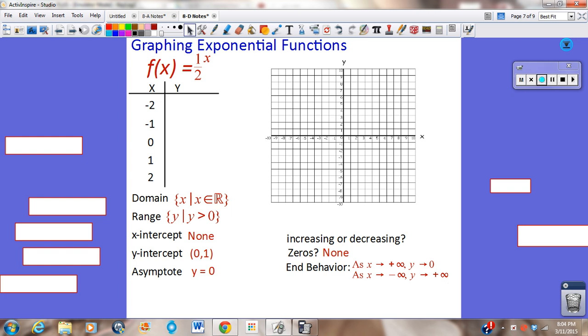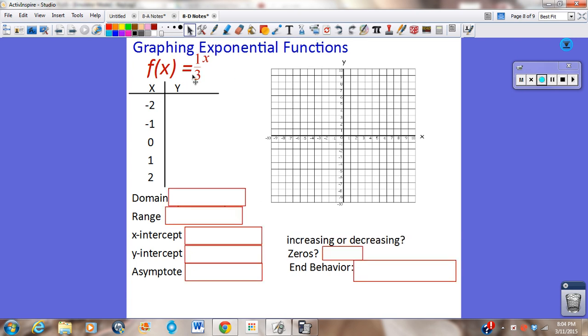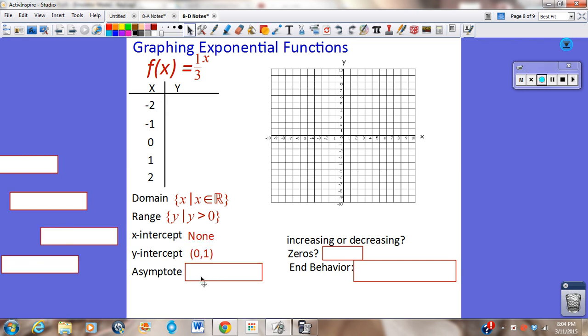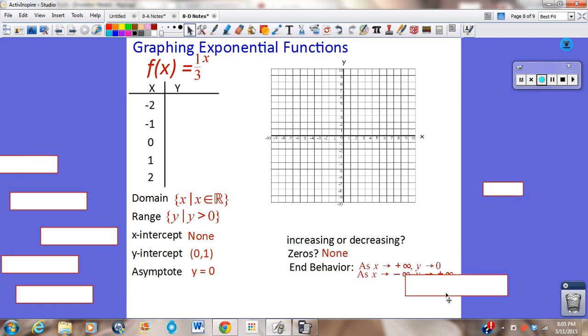Okay? And then they give you another one just like this with the same thing. So you're going to graph it again. Again, all real numbers. Y is greater than 0. X-intercept, there's none. Y-intercept, 0, 1. Asymptote is y equals 0. It's again a decreasing function because this is a number between 0 and 1. Okay, there are no zeros, and your end behavior is the same. As x increases, y goes to 0. As x decreases, y increases. Okay?